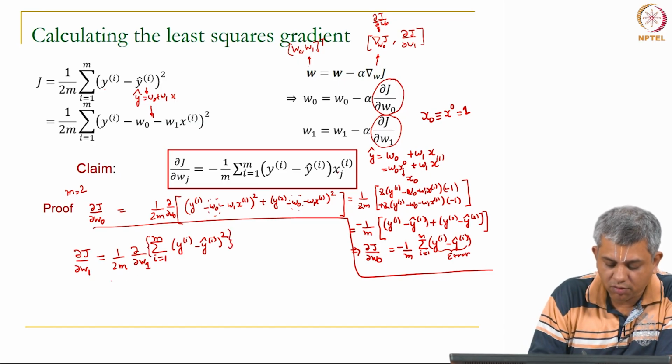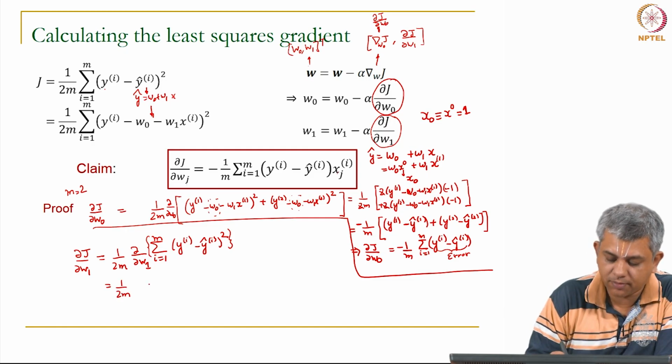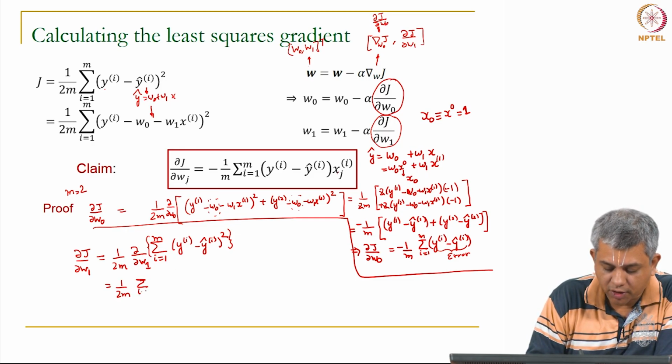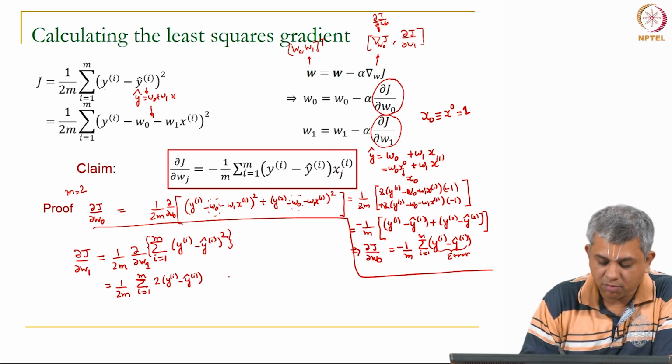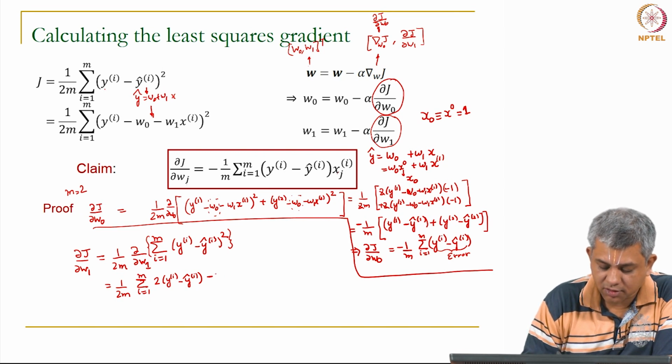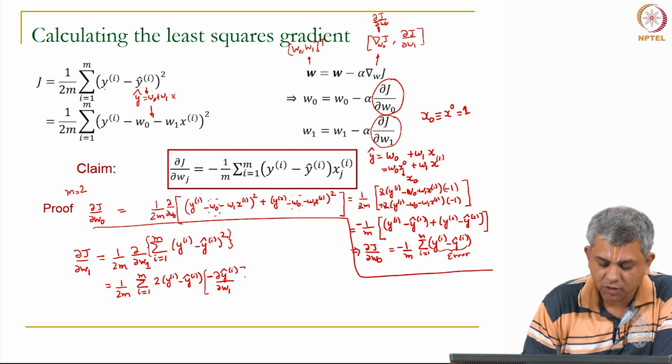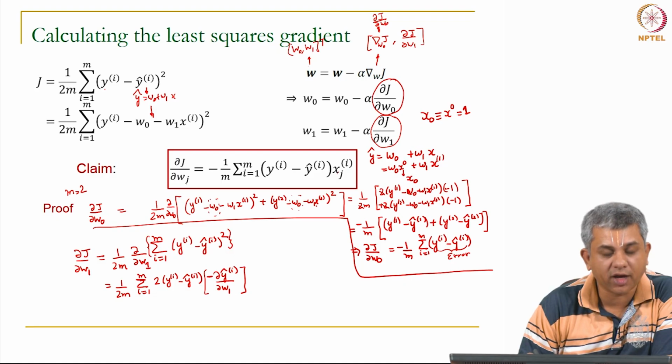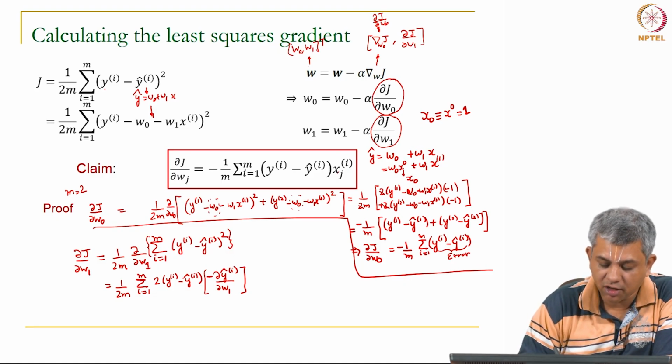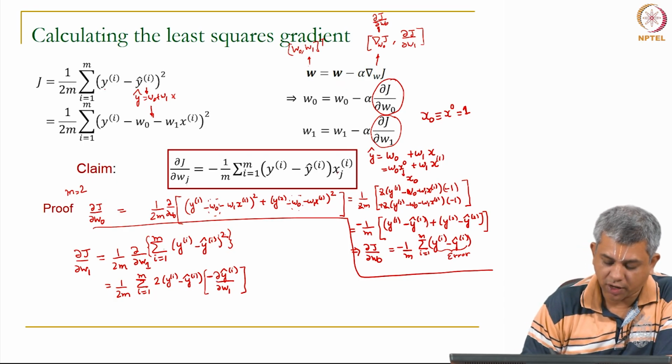So, this is equal to 1 over 2m, sum over i equal to 1 to m, 2 times (y i minus y hat i) multiplied by minus del y hat i by del w 1. So, what did I do here? Instead of expanding y hat fully into w naught plus w 1 x, which I did last time, I am just differentiating this directly. So, the derivative of this term with respect to w 1 is nothing but 2 times this term multiplied by the derivative of this term, simple chain rule.